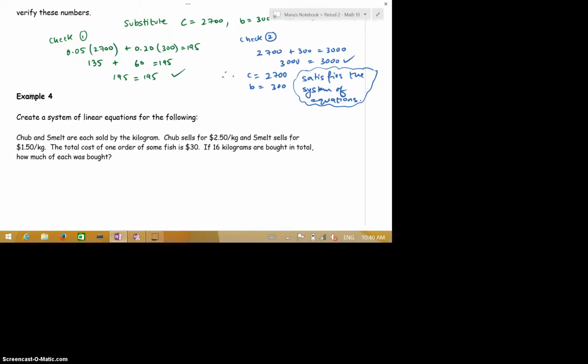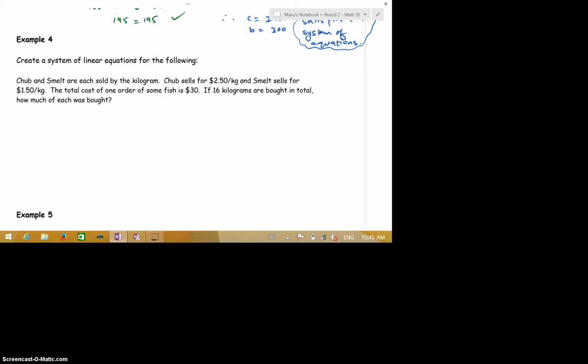Alright, let's try another one. Example number 4. Give you a few minutes to try that one. See what you come up with now. Okay, let's see what example number 4 looks like. So, chub and smelt are each sold by the kilogram. Chub sells for $2.50 per kilogram and smelt sells for $1.50 per kilogram. The total cost of the order of some fish is $30. If 16 kilograms are bought in total, how much of each was bought?